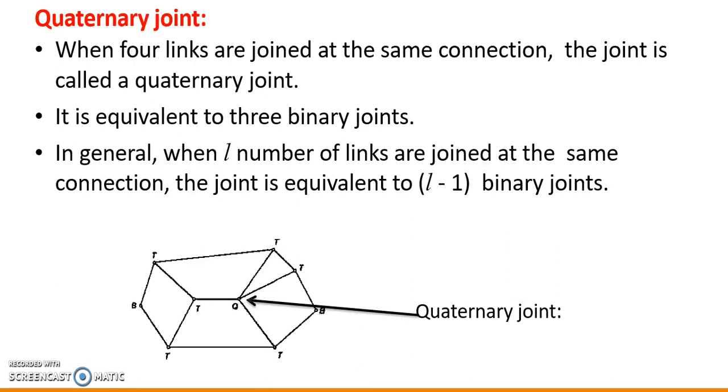Now moving to the quaternary joint. When four links are joined at the same connection, the joint is called a quaternary joint. It is equivalent to three binary joints. Let's see the pin O. Here four links are attached. That's why it is called a quaternary joint. In a quaternary joint, three surface contacts are formed among the four links. That's why it is equal to three binary joints. These are the three different joints. Don't get confused between these three.